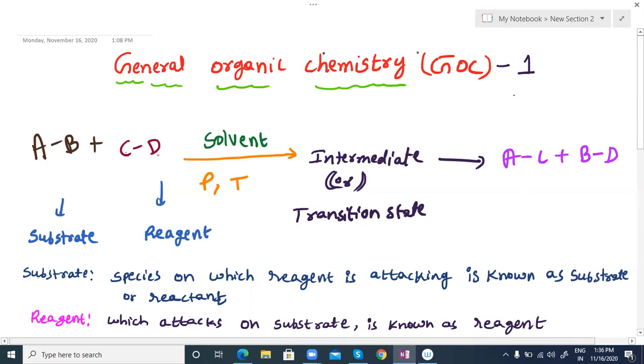A, B, C, D are the reactants. When they react, mostly organic reactions we have to dissolve in a suitable solvent and at a particular temperature and pressure. We may get an intermediate or transition state, followed by the products. If this reaction is favorable in the forward direction, the reactant bonds should be weak compared to the AC and BD bonds. So the product bonds should be much stronger than the reactant bonds. That is the basic point.